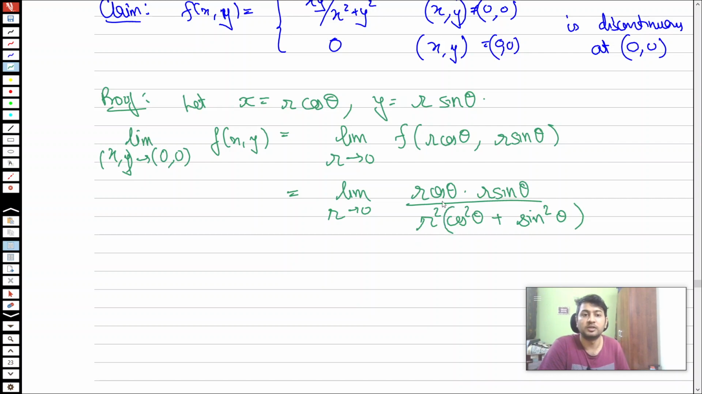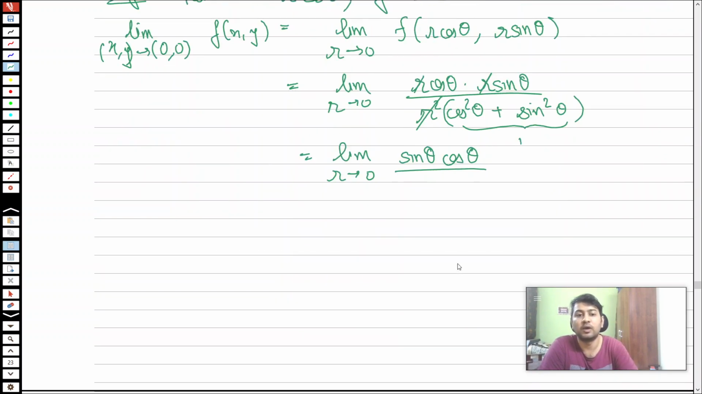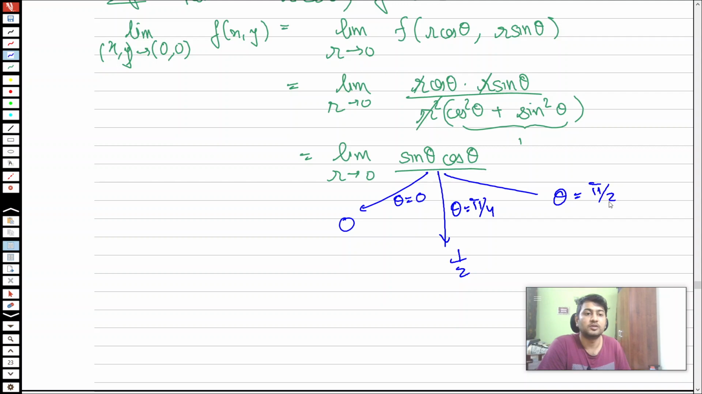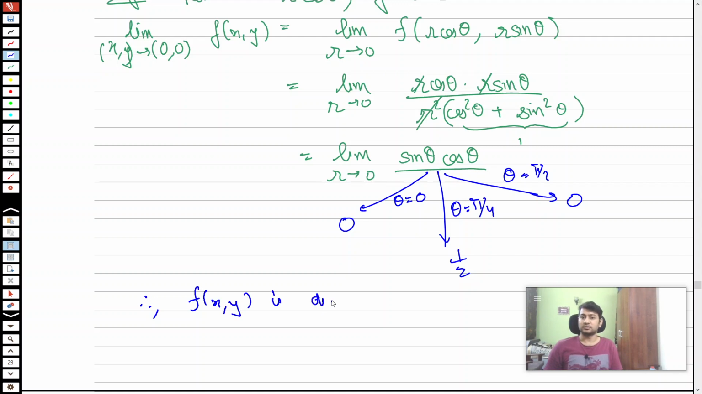I am taking that r square common. So this is just limit r tending to 0, r square cancels with the denominator, this thing becomes equal to 1. So this is just sin theta cos theta. And you see that this value is going to change for different values of theta. So for theta equals 0, this is going to be 0. For theta equals pi by 4, this is going to be 1 by 2. For theta equals pi by 2, this is going to be again 0. So this value changes depending on what value of theta you take. Therefore my function f of x comma y is discontinuous.